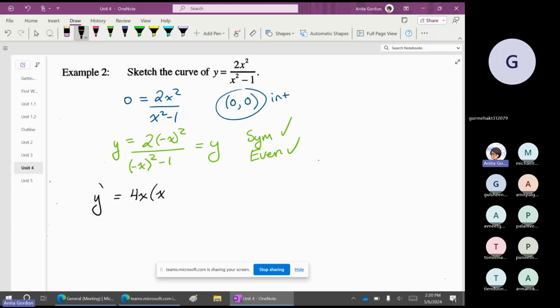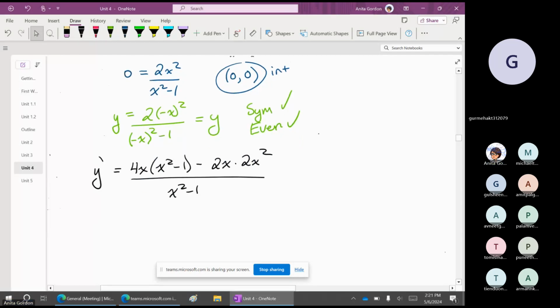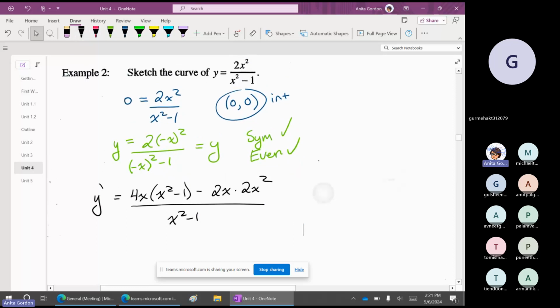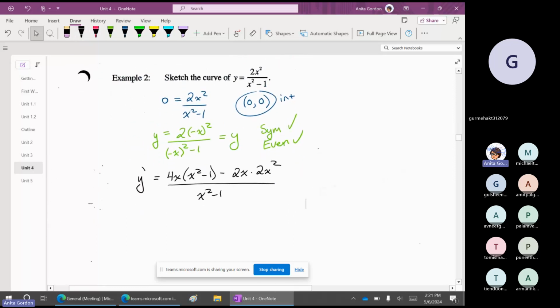4x times x squared minus 1 minus 2x times 2x squared, all over x squared minus 1. Did I do that correctly? Agree? Oh, yes, denominator all squared. Thank you. Yep.